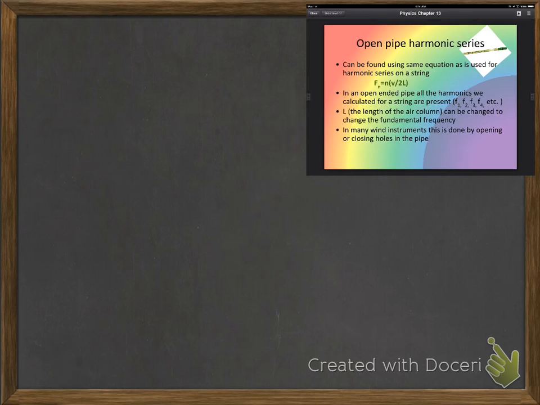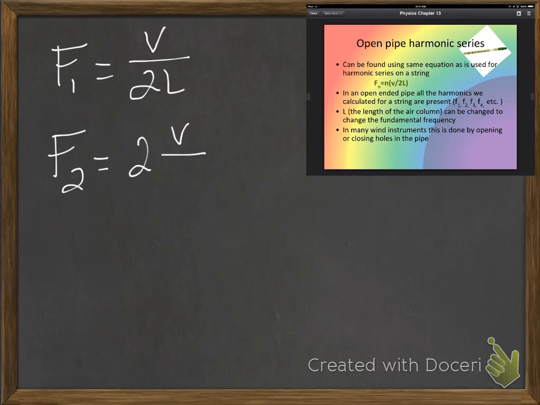Okay, so if we're going to look at the harmonic series for open pipes, guess what? Mathematically, it is the same as a string. So the frequency of the fundamental is equal to V over 2L. The second harmonic is 2 times V over 2L, or 2 times F1.